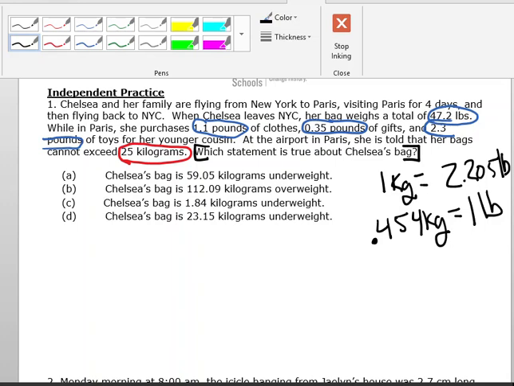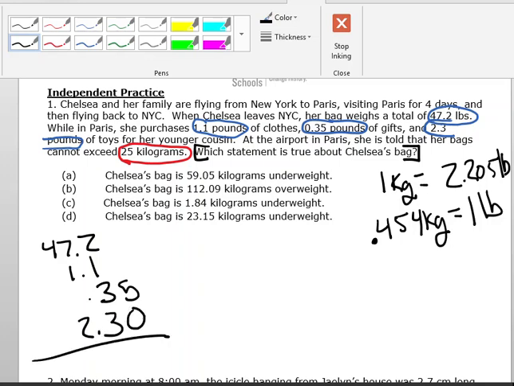What I want to do is add up all of her weight here. So I have my 47.2 plus my 1.1 plus my 0.35 plus my 0.23. If it makes you feel better to put zeros here, that's fine. When I add those all up using my calculator, I get 50.95 pounds. This is how many pounds it weighs. We need to figure out how much that is in kilos.